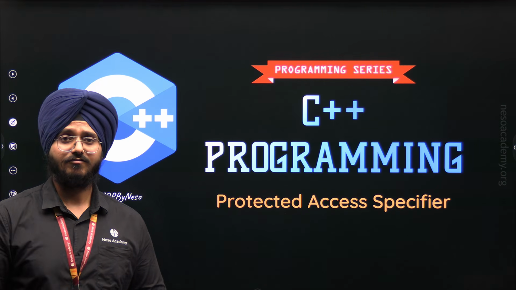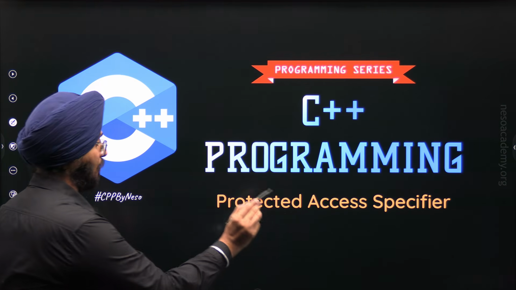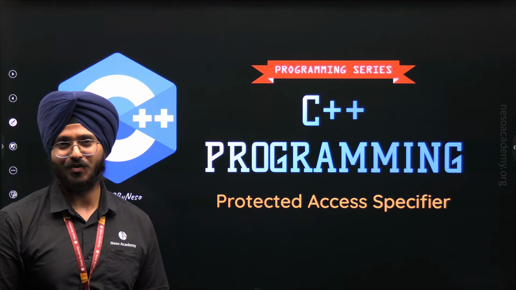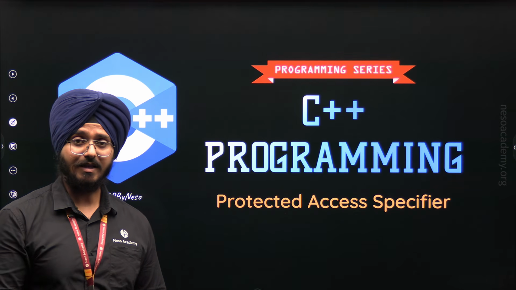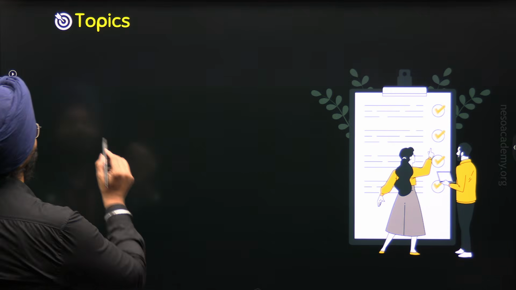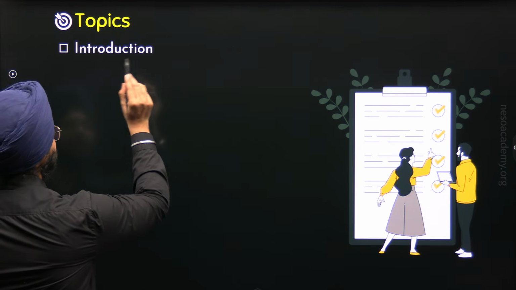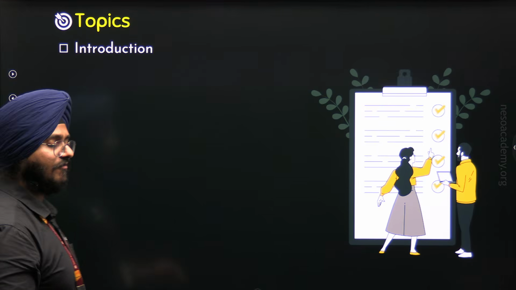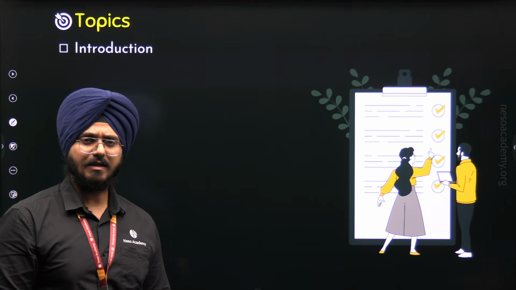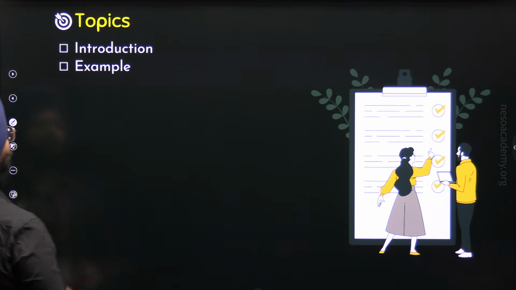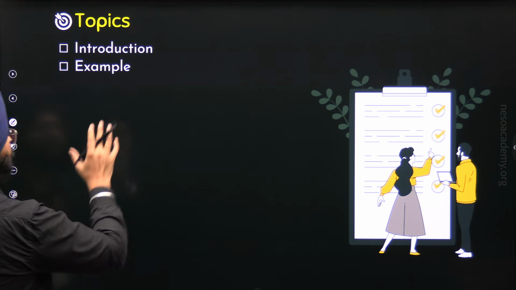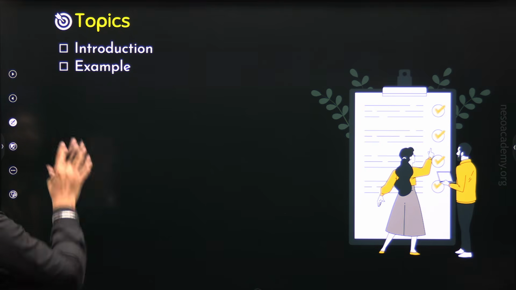In this lecture, we will properly understand what the protected access specifier is and how to use it in C++ programs. So without any further delay, let's get started and see what the topics are. The first topic is Introduction to Protected Access Specifier. First, I will introduce you to the protected access specifier. Then we will move to the second topic, where through an example, we will understand how to use the protected access specifier in C++ programs. So these are the topics.